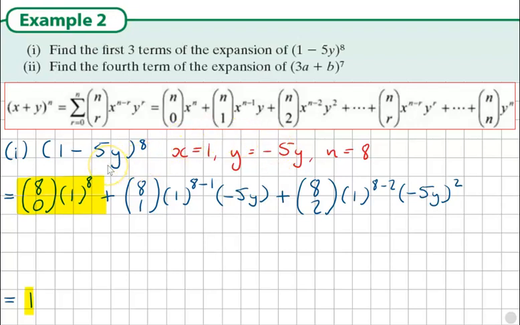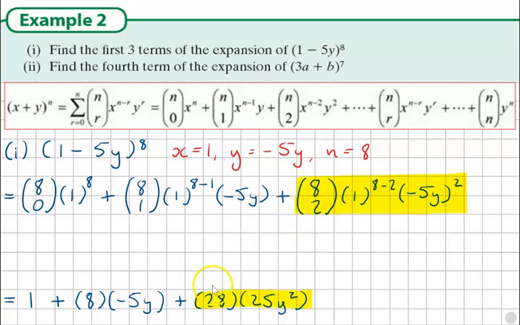So we only need 3 terms, so we don't need to go any further. So then 8 choose 0 is 1, and 1 to the power of 8 is 1, and 1 times 1 is just 1. Then 8 choose 1 is 8, and then 1 to the power of 8 minus 1 is 1 to the power of 7, which is just 1, and 8 times 1 is just 8. And then minus 5y, we just bring that down by brackets.